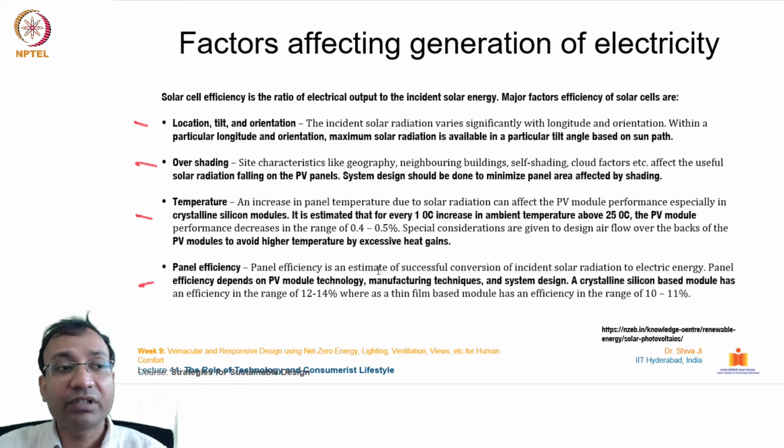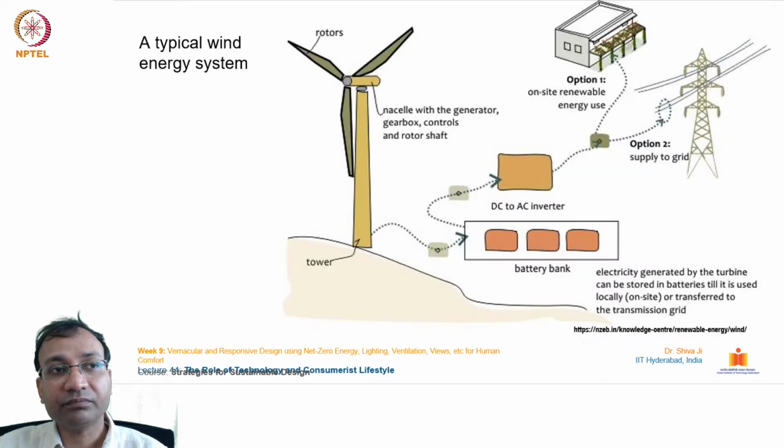Finally, we have panel efficiency. Panel efficiency is an estimate of the successful conversion of incident solar radiation to electric energy. It depends on PV module technology, manufacturing technique, and system design. A crystalline silicon-based module has an efficiency in the range of 12 to 14%, whereas a thin film-based module has an efficiency in the range of 10 to 11%. So, depending upon the brand, make, capacity, and the capital amount required for investment, we can go for this deciding factor.